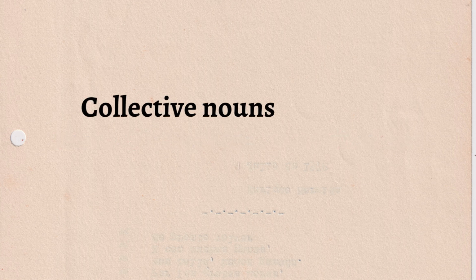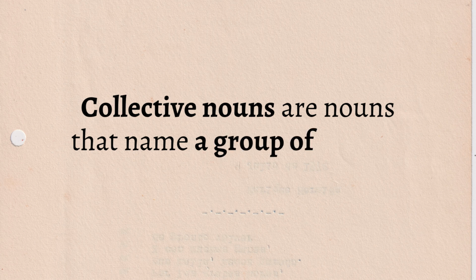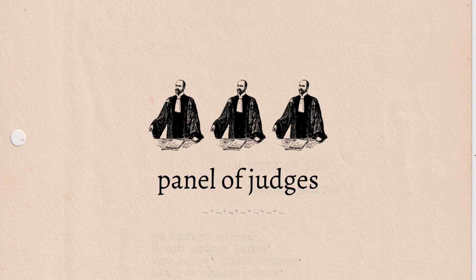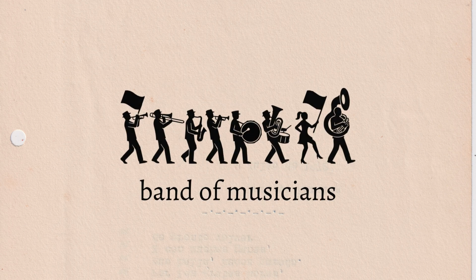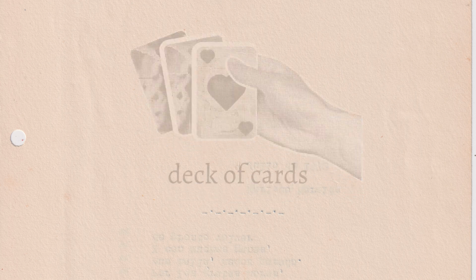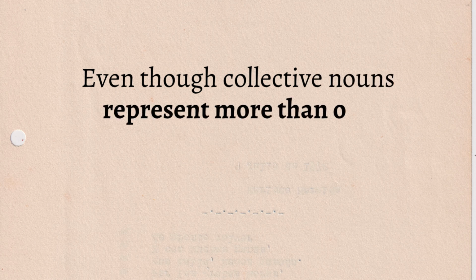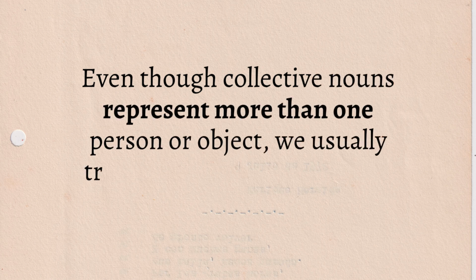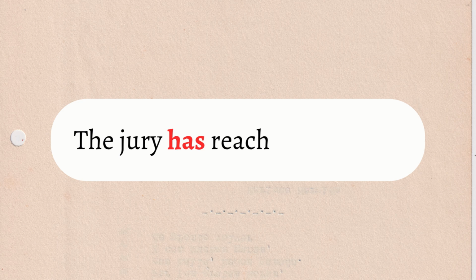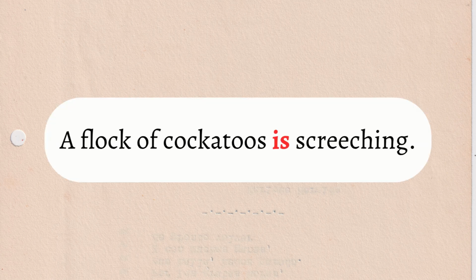Collective nouns are nouns that name a group of people, animals, or things, such as a panel of judges, a band of musicians, a flock of sheep, or a deck of cards. Even though collective nouns represent more than one person or object, we usually treat them as grammatically singular in a sentence. For example, the jury has reached a verdict. A flock of cockatoos is screeching.